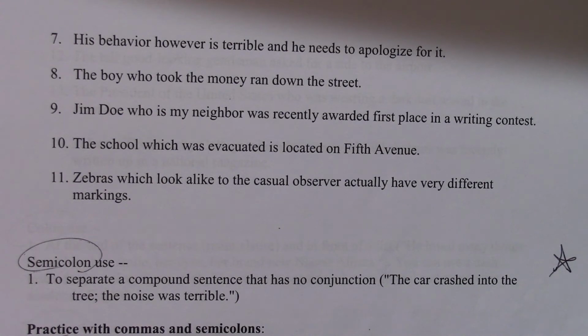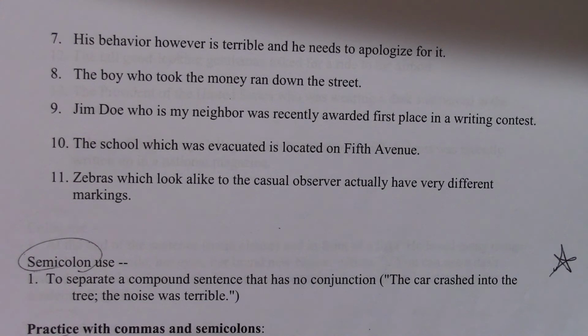Number 8, the boy who took the money ran down the street. Okay, so 8 and 9 and 10 and 11 all have to do with people struggling with this business about, gee, do I put commas after a noun in front of a who or a which? Well, let's take a look. Number 8, the boy. Let's stop right there. Is that identifiable? Do we have a specific person in mind? No, there are millions of boys. So don't put a comma there. The boy who took the money ran down the street. Which kid? The kid that took the money. We need that information, who took the money. Don't put a comma.